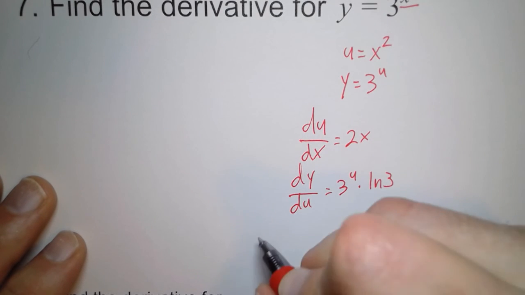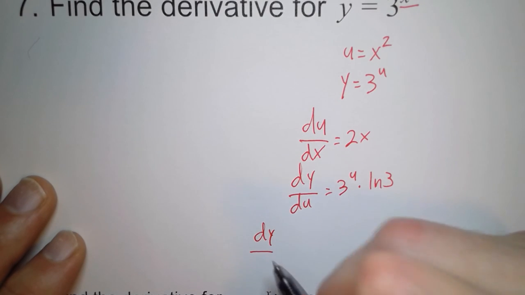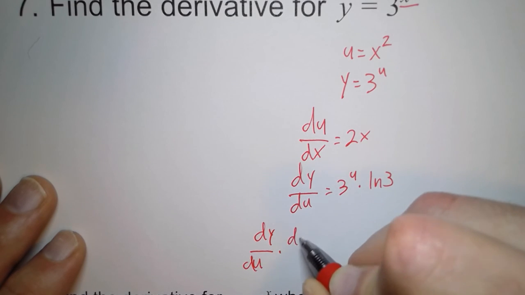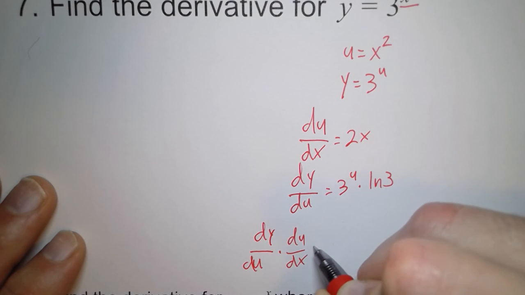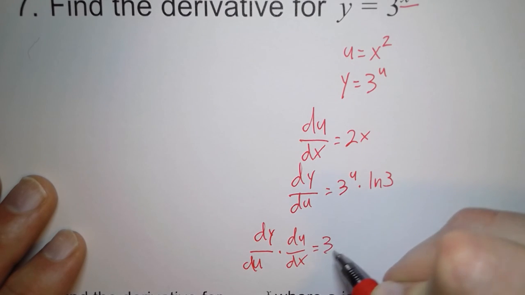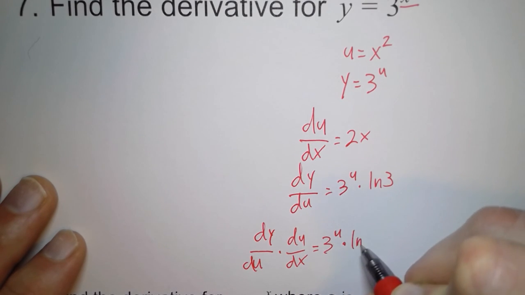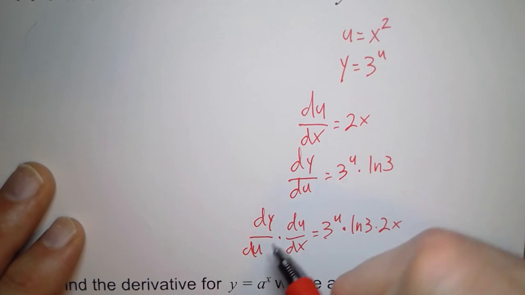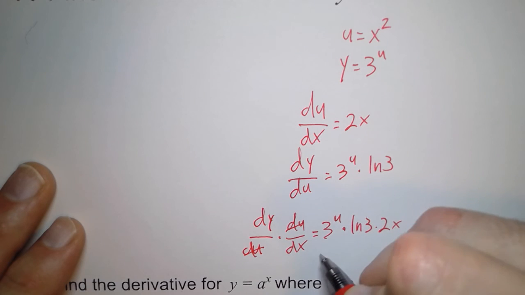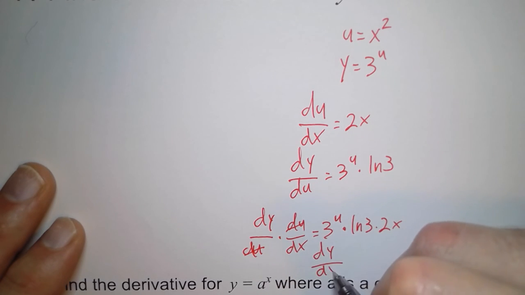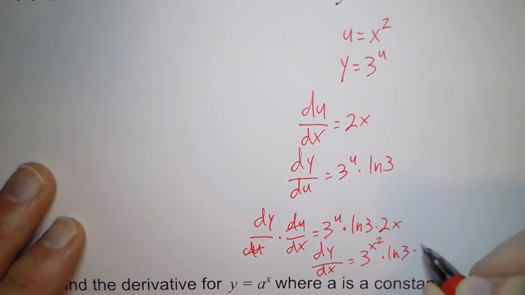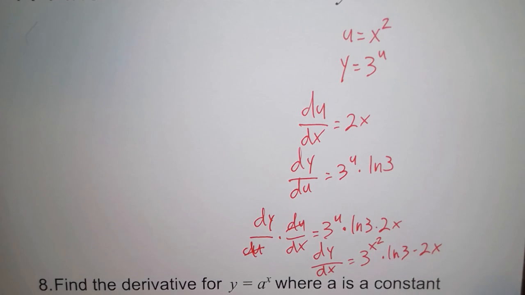So to find the derivative altogether, we're going to take dy du times du dx. So we have 3 to the u times ln of 3 times 2x. And as with before, the du's cancel. So we have dy dx equals 3 to the x squared times ln of 3 times 2x.